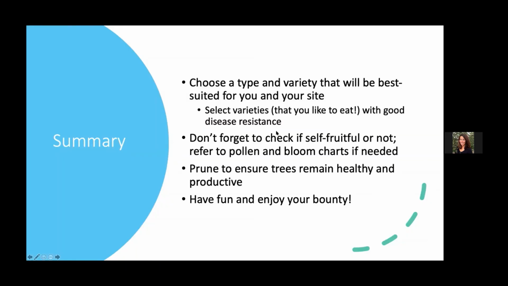Don't forget to check if those tree fruits are self-fruitful or not. So you may need to refer to a pollen or bloom chart, and those are typically provided by the nursery to ensure that they're compatible with each other to produce fruits. And then, of course, as we were just talking about, be sure to prune those trees so that they stay nice and healthy and productive. And ultimately, I hope that you all have fun and enjoy your bounty.